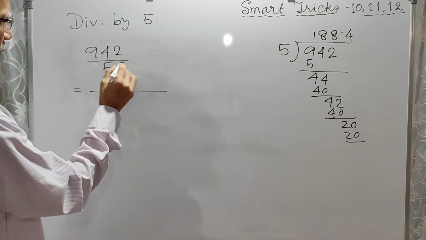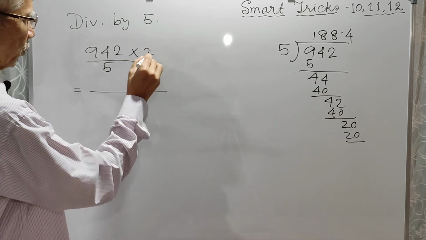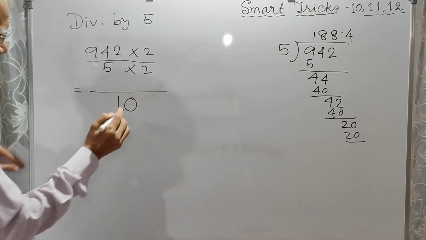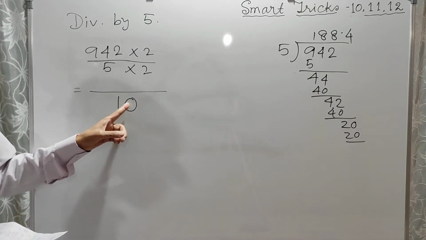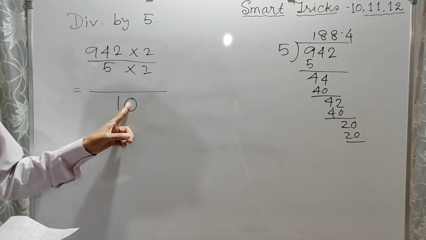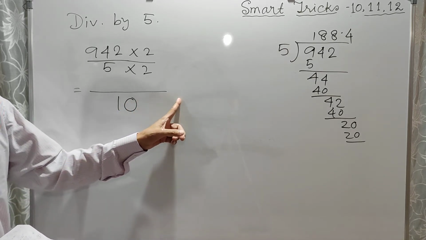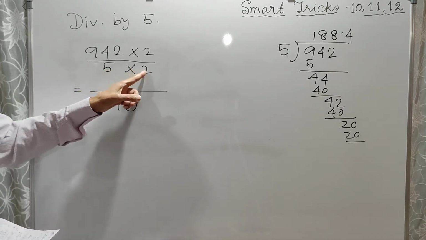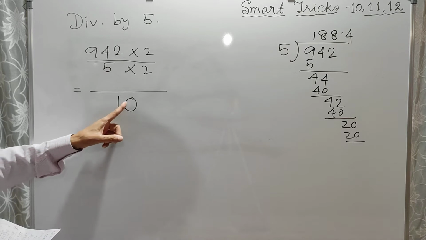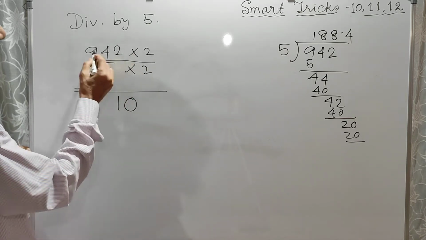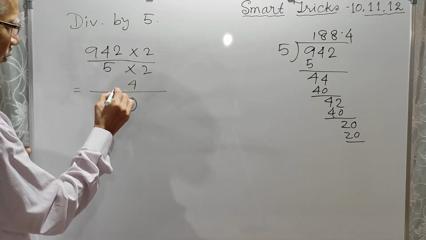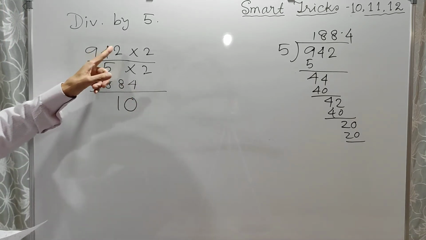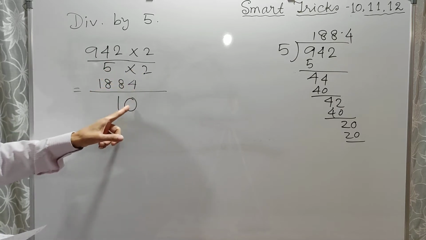Now multiply by 2. So what you do? Multiply by 2. Why do we multiply by 2? Because 5 into 2 makes 10. So you must try to get as many zeros as possible. So here we got 1 zero. Sometimes you will get 100, 2 zeros. Sometimes you will get 1000, 3 zeros. Sometimes you will get 10,000, 4 zeros, like that. Now this also multiply by 2. 2, 2 are 4, 2, 4 are 8, 2, 9 are 18. So 942 multiplied by 2, this, and 5 into 2.